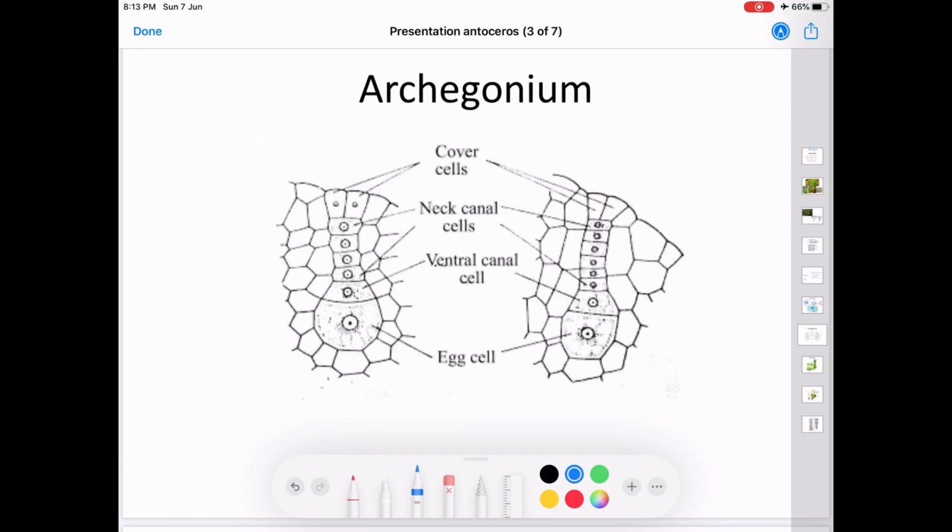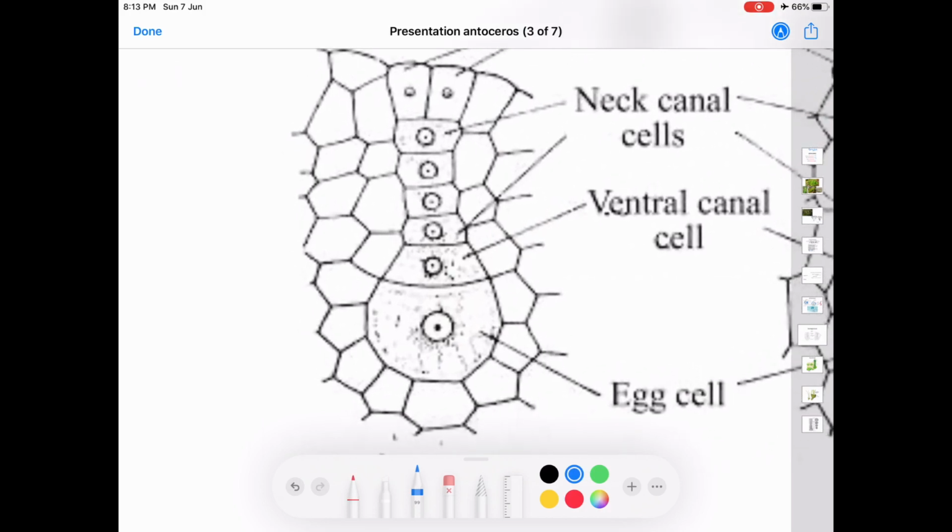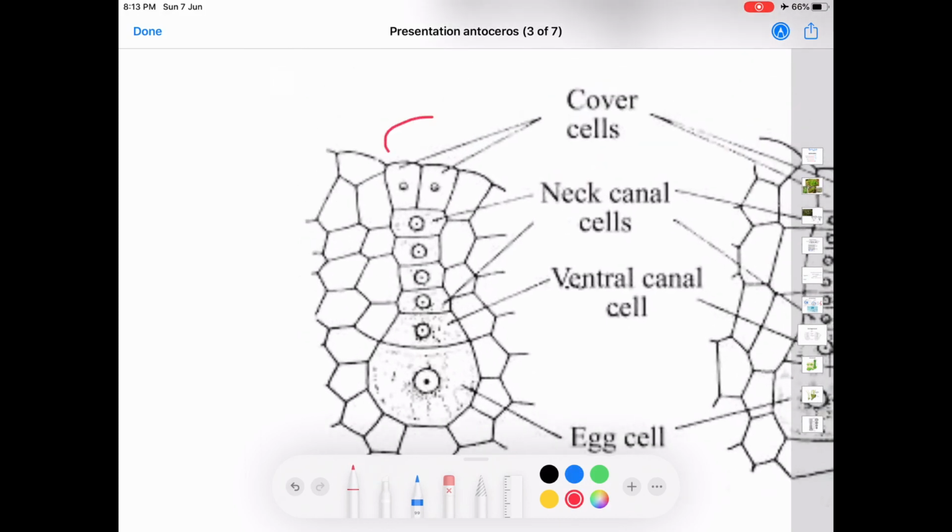Structure of archegonium of Anthoceros. The archegonium develops in the flesh of the thallus on the dorsal surface. The place of an archegonium in Anthoceros thallus can be identified by the presence of a mucilage drop. See, here on the upper side of the thallus, you can see the mucilage, and that region marks the presence of archegonium inside the thallus.